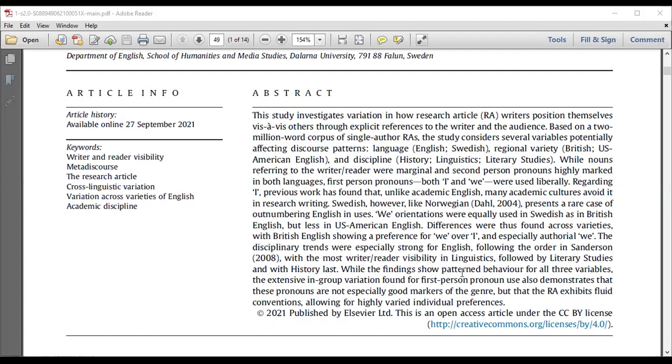While the findings show a pattern for the three variables, the extensive group variation found for first person pronouns also demonstrates that these pronouns are not especially good markers of the genre, but that research articles exhibit fluid conventions, allowing for highly individual preferences. So mostly in this abstract are the findings, comparing the findings from one study to the other study.